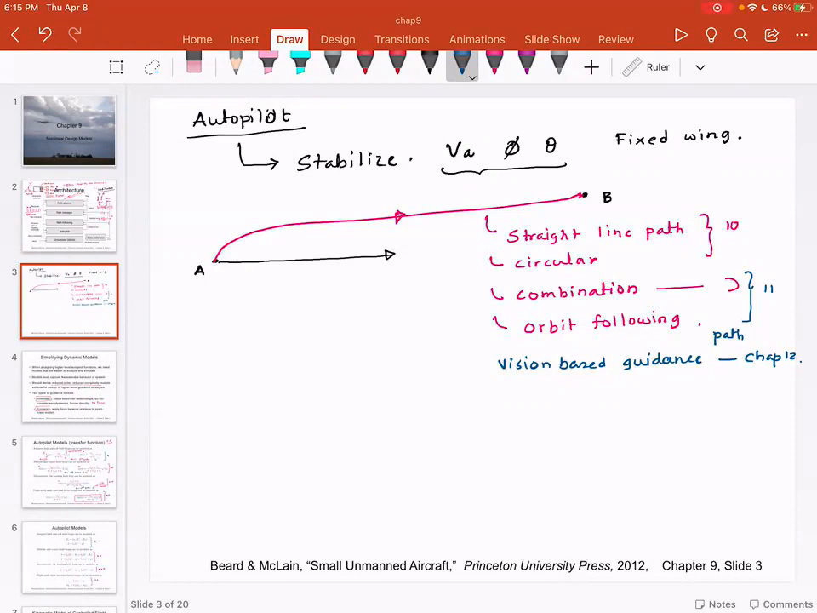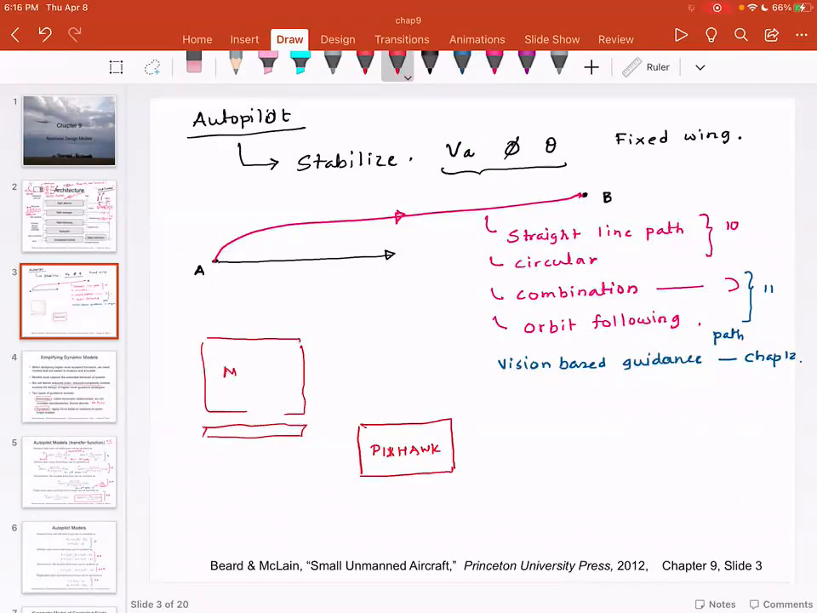And here is an exercise. If you want, you can do it in summer. You can purchase a PicHawk, which is an open source autopilot. You can actually do all this in MATLAB on your computer. Stabilization, orbit following, all that for a particular airframe. And then actually flash the PicHawk and implement that in an actual airframe.